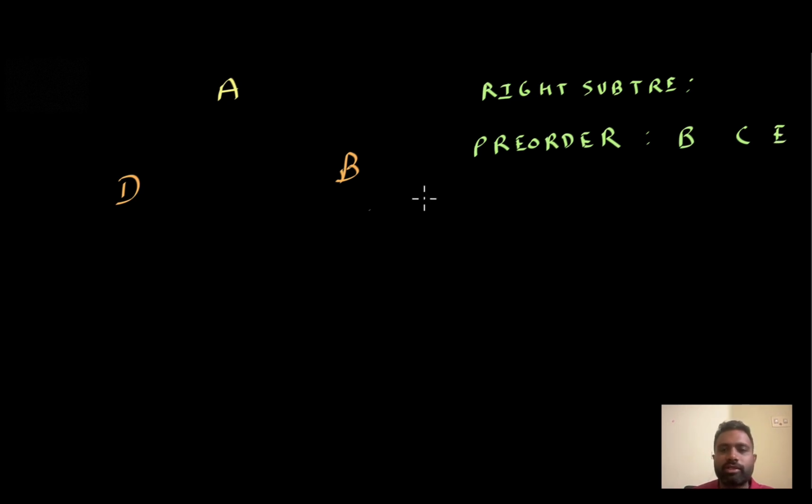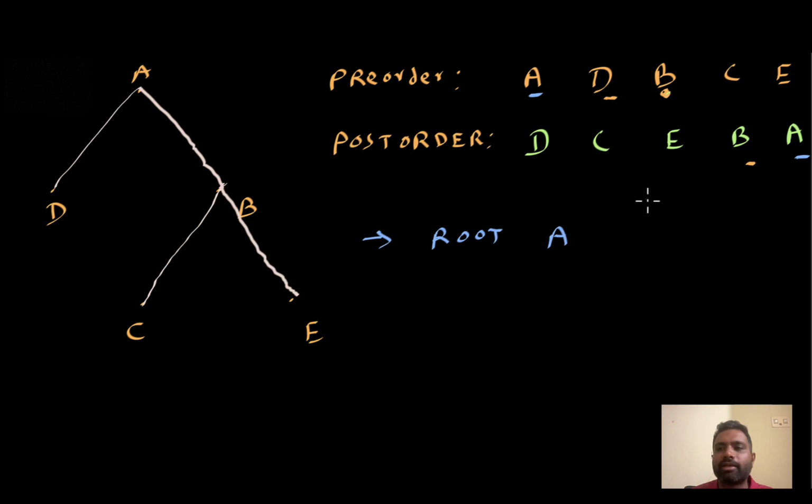What will be the postorder? The postorder of the right subtree, how can you identify it? First you need to identify where the left subtree traversal ends. So take the left child. What is the left child here? D. D is the left child, right? So where it ends, that is the end of the left subtree. D is the first index only, so it ends there only.